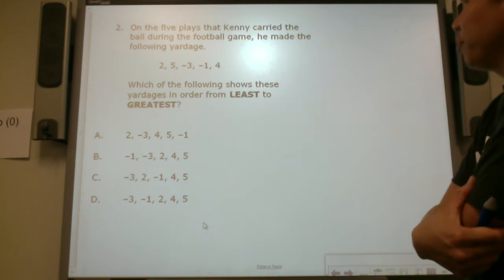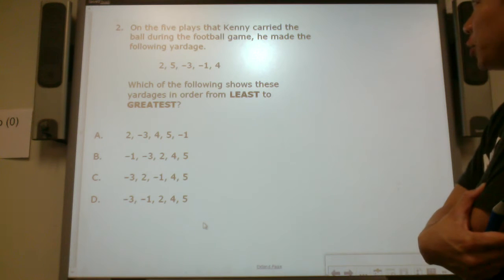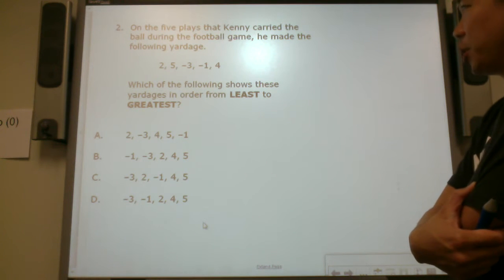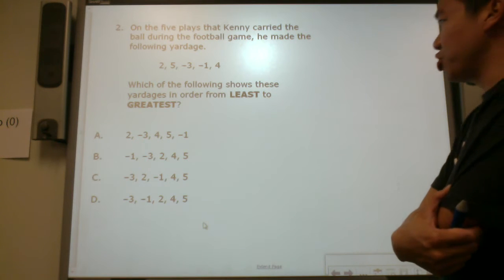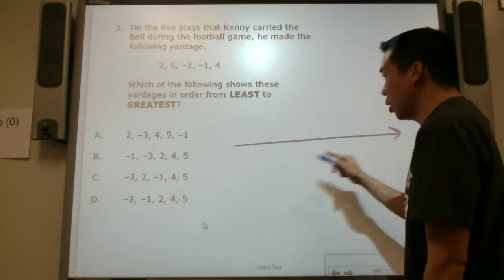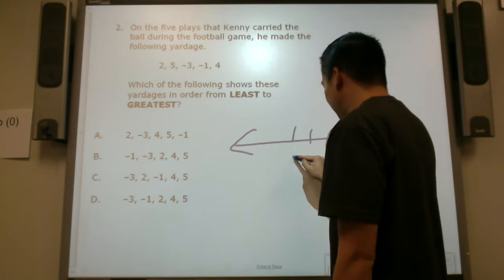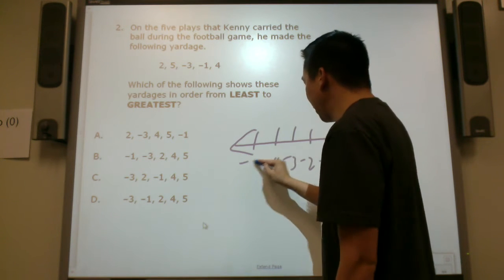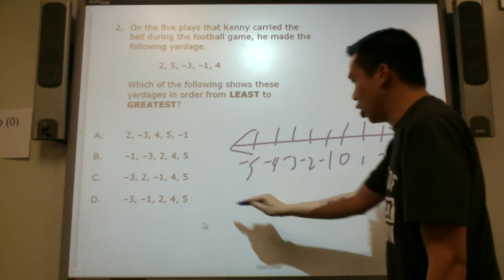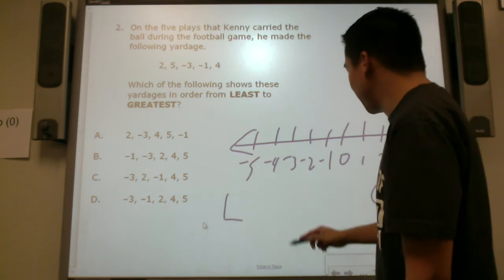Number 2, on the 5 plays that Kenny carried the ball during the football game, he made the following yardage. Which of the following shows these yardages from least to greatest? I don't know about you, but I'm going to draw a number line, because what I remember is it goes from least to greatest. Let me plot these.